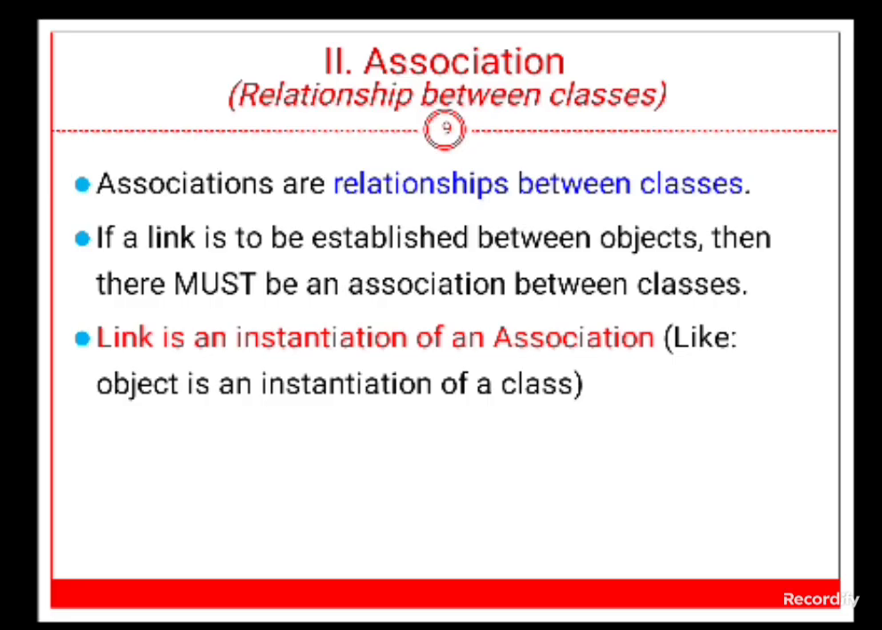So the second one is association, that is relationship between classes. An association is a relationship between classes. If objects are connected through links, their corresponding classes must have an association. We can say that the link is an instance of an association.